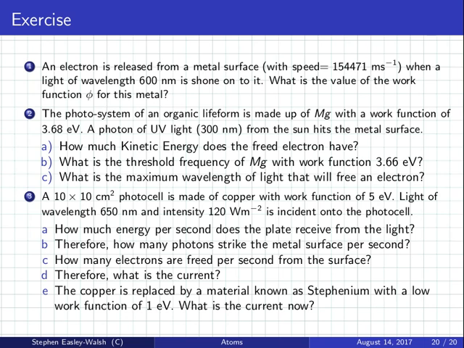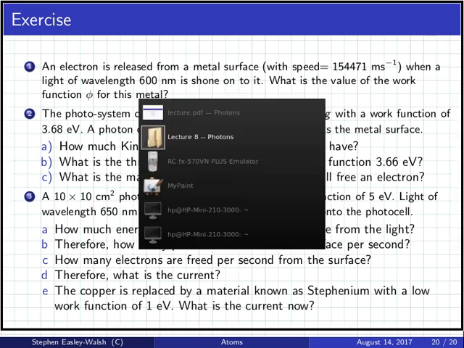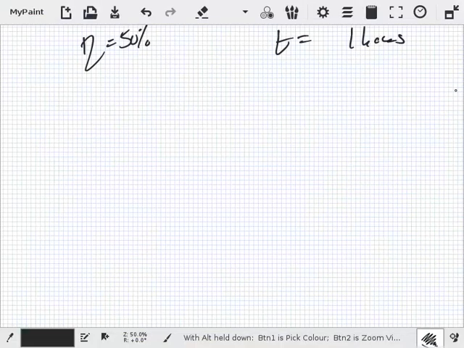And, yeah, very happy. Okay, an electron is released from a metal surface with that speed when this much light is shone on the surface. What is the work function? Okay, so that's just using the usual formula.